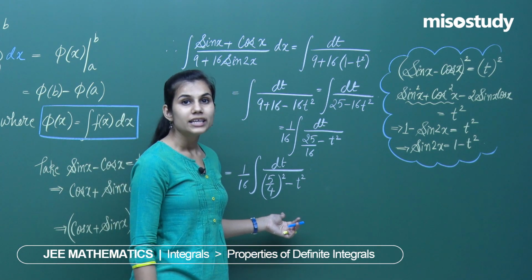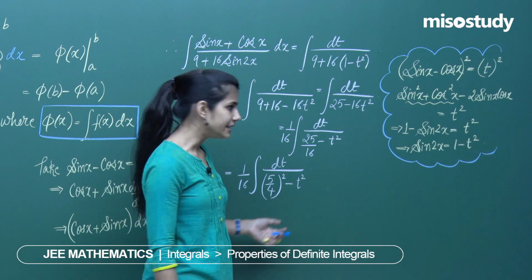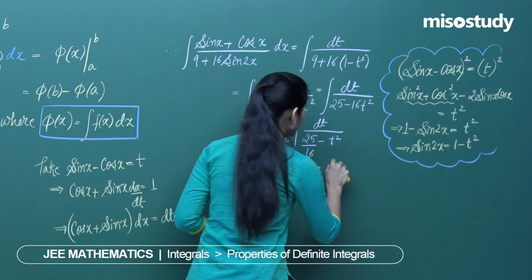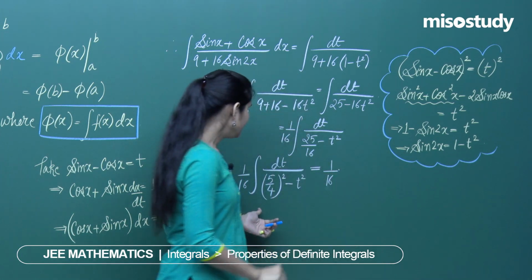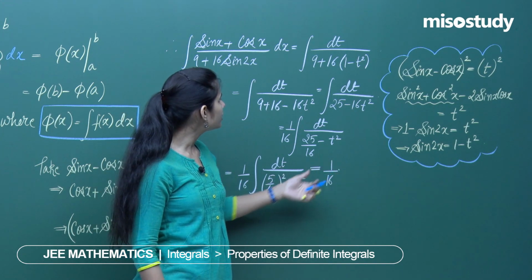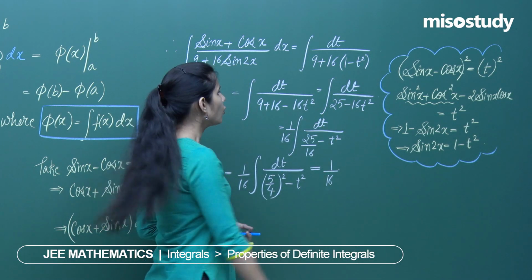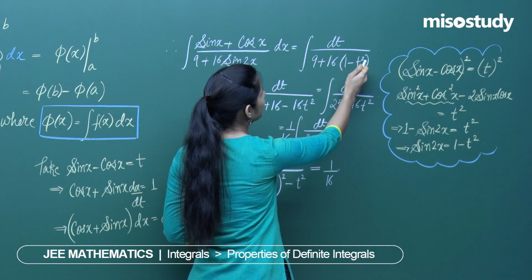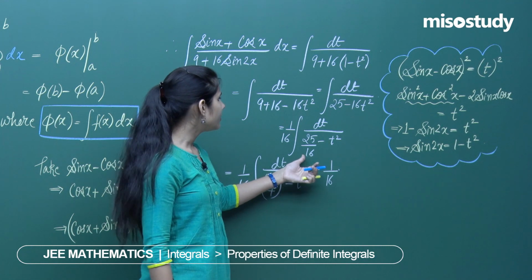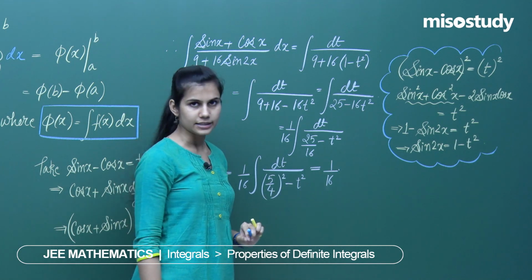This I am talking about as an indefinite integral. Here if I try to compute this integration, what will that become? You know this is 1 by 16 times the integration of 1 upon a square minus x square. That is what it is going to be. This is 9 plus 16 into 1 minus t square, which gives you what? 9 plus 16 minus 16t square. You get 25 minus 16t square, which eventually gives you 25 by 16 minus t square, which is (5 by 4) whole square minus t square.